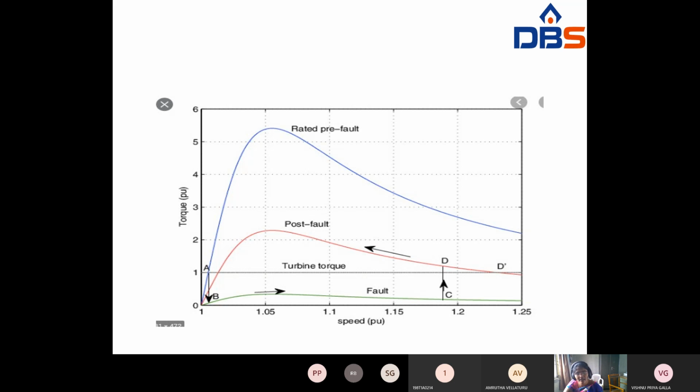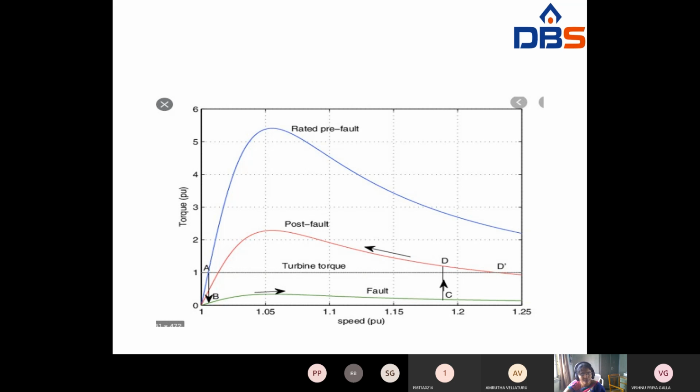Okay, a generator having to rotate means it compulsorily has torque. Torque is nothing but force at some distance, so rotational energy is nothing but torque. This is the turbine torque. Constant turbine torque: here you have to take it as a reference line. This is the fault-free, rated fault-free condition.